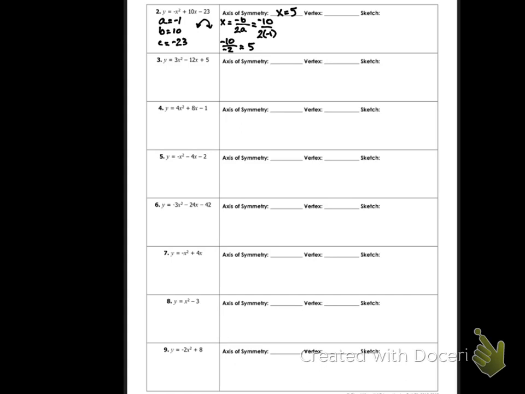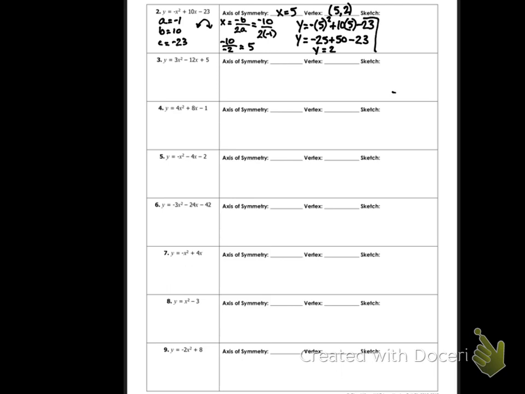Now on to my vertex. We're going to plug x equals 5 into the function, so we have negative 5 squared plus 10 times 5 minus 23. We type all that in our calculator and see what we come up with. Notice that y is equal to 2. So my vertex is at the point (5, 2).